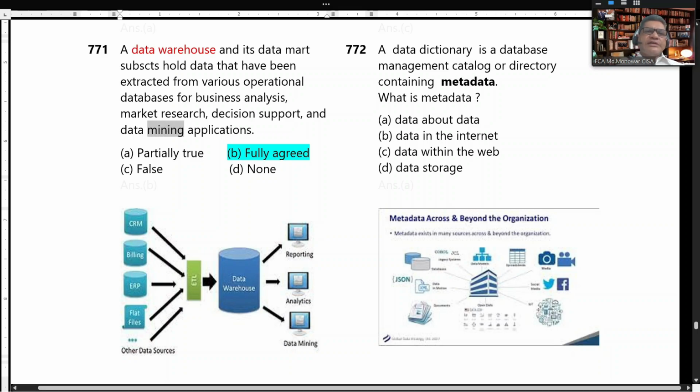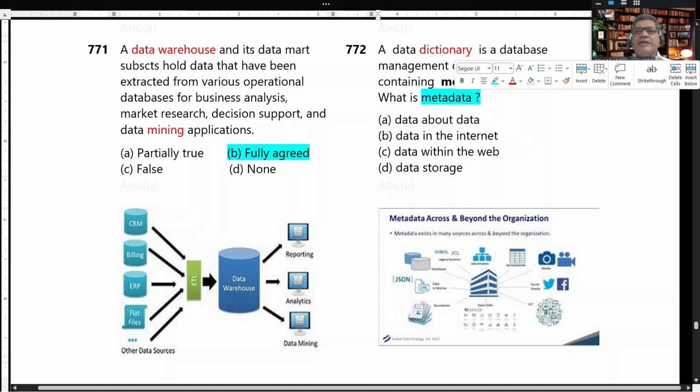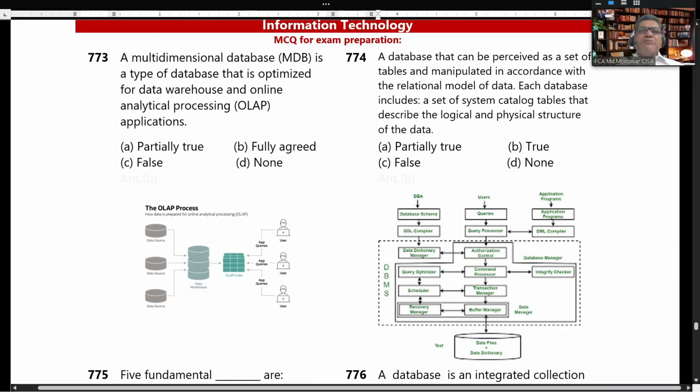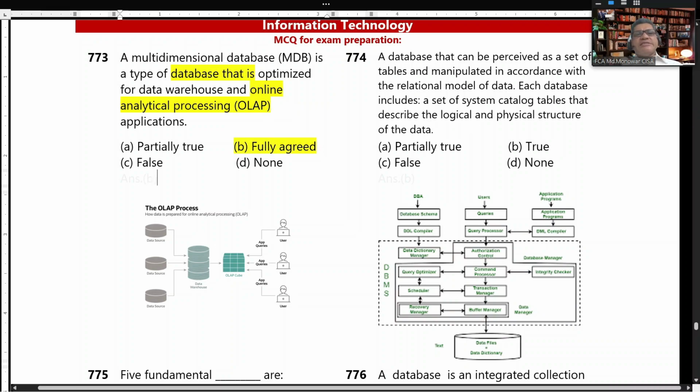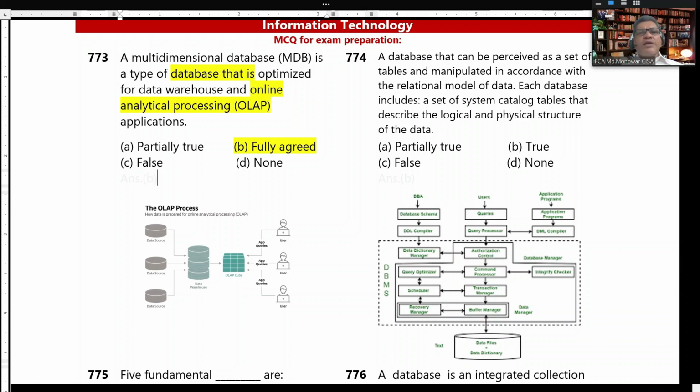True. Fully agreed. A data dictionary is a database management catalog or directory containing metadata. What is metadata? Data about data. Answer A. A multidimensional database, MDB, is a type of database optimized for data warehouse and online analytical processing, OLAP, applications. Here answer fully agreed. It is true.